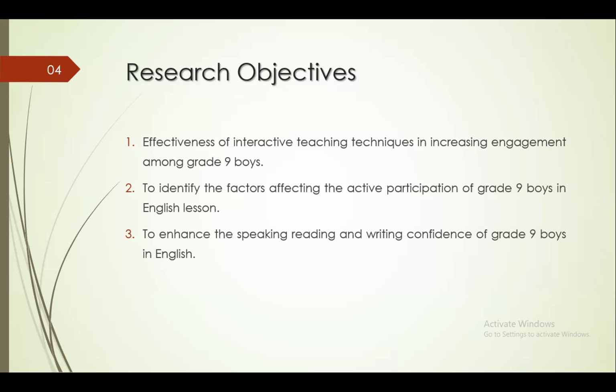Then, to identify the factors affecting the active participation of grade 9 boys in English lesson. To identify the factors for the less participation of boys in English lessons.